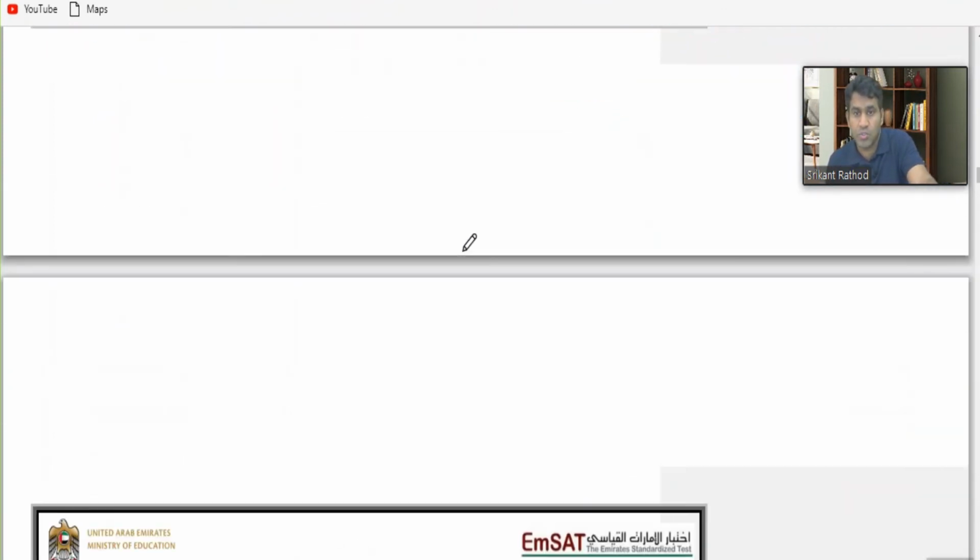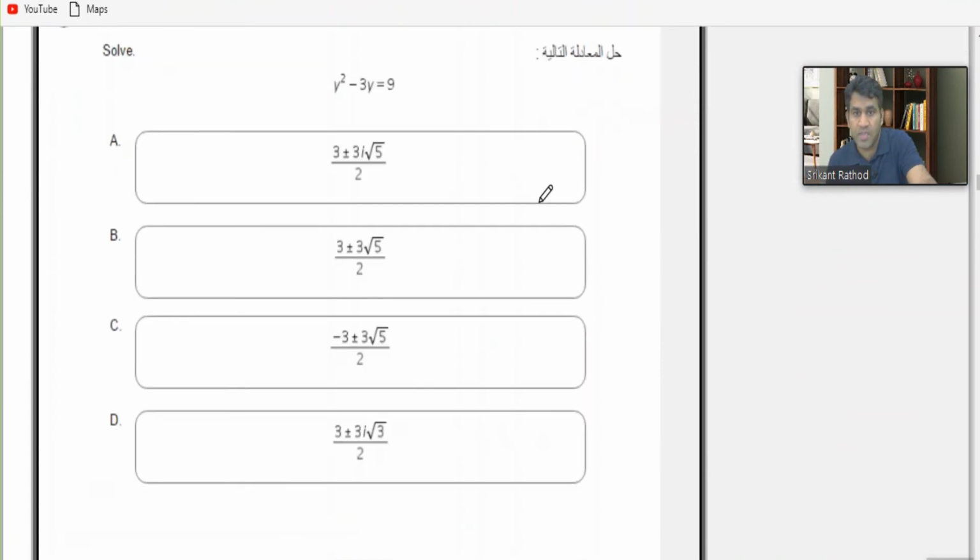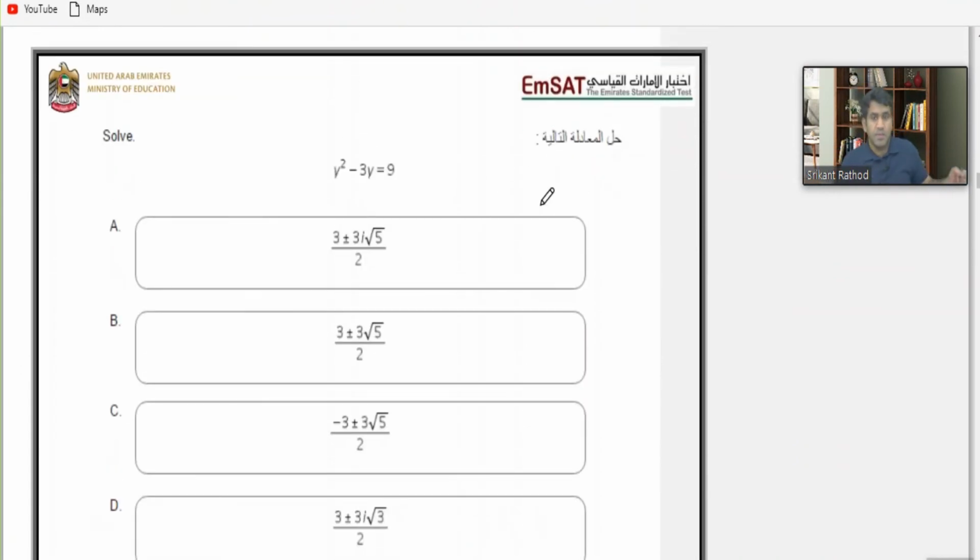let's go to the next question here. What you may expect here is y squared minus 3y equals 9, it says. This is question number 4 we are solving. So you can arrange it in quadratic equation form. That's y squared minus 3y minus 9 equals 0. This is already in the simplest form. I can't simplify it further.